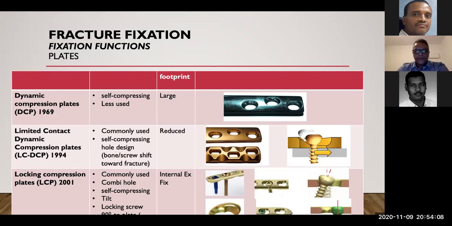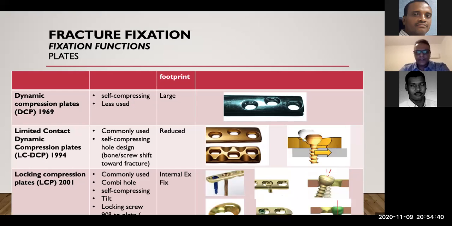Then we come to plates. It's another one of the tools we use in fixing our fractures. So we have the DCP, or the dynamic compression plate. It can work as self-compression. It's still used these days, and the problem with it is that it has a large footprint on the bone, and it compromises the periosteum, which compromises the blood supply.